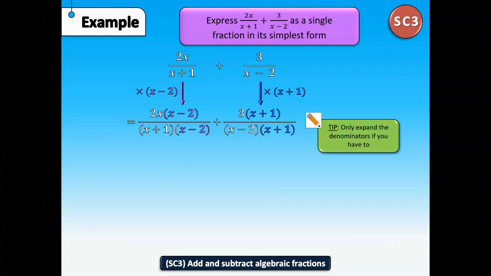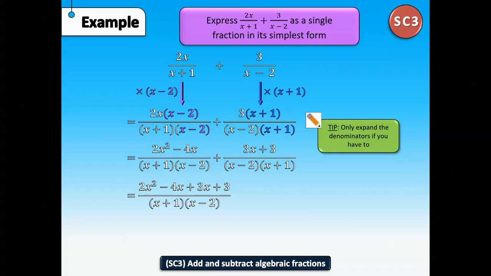Now we only need to expand the denominators if we have to, so I'm just going to keep them like that for now. I expand the numerators, and then I can simplify it by adding them together. So 2x squared minus 4x plus 3x plus 3 will simplify to 2x squared minus x plus 3. And the denominators just stay as (x plus 1)(x minus 2).